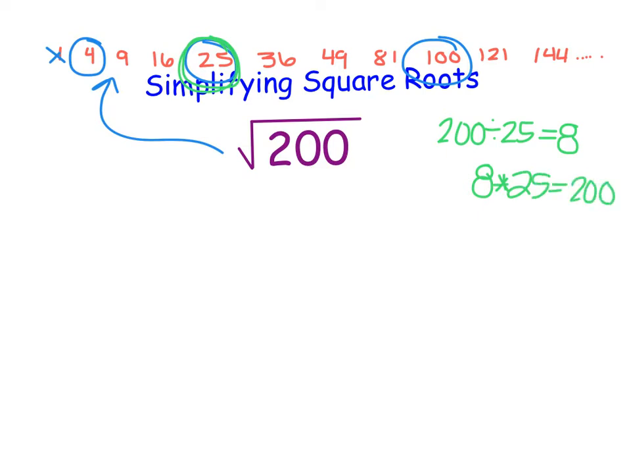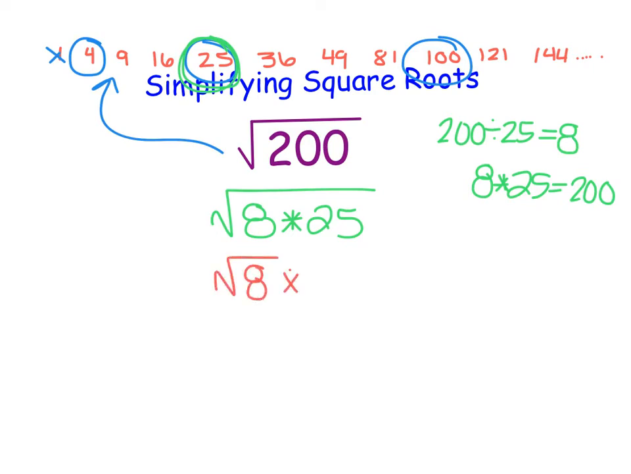So I'm going to rewrite this square root as the square root of 8 times 25. Then, because of the way square roots work and the product property of radicals, I can split this up into the square root of 8 times the square root of 25. And from here, because 25 is a perfect square, I can think, okay, well, the square root of 25, what does that equal?